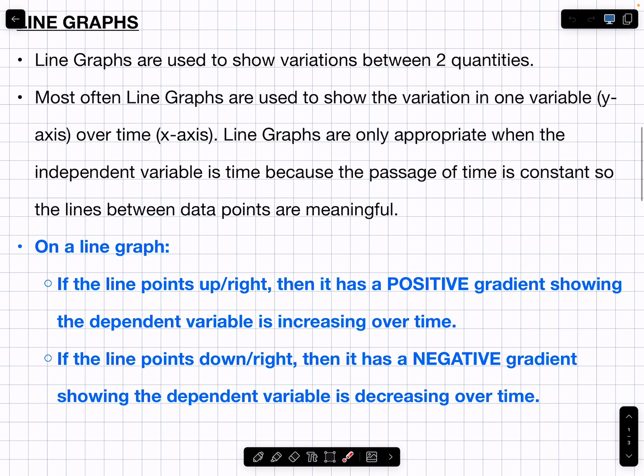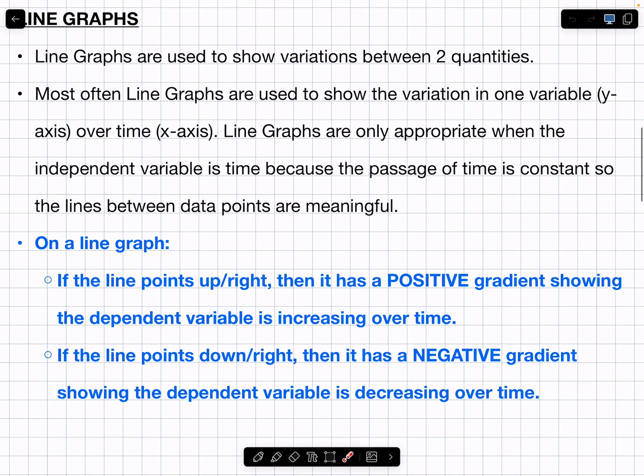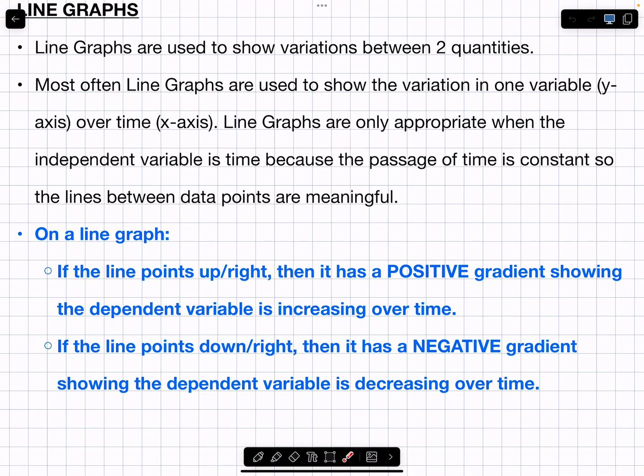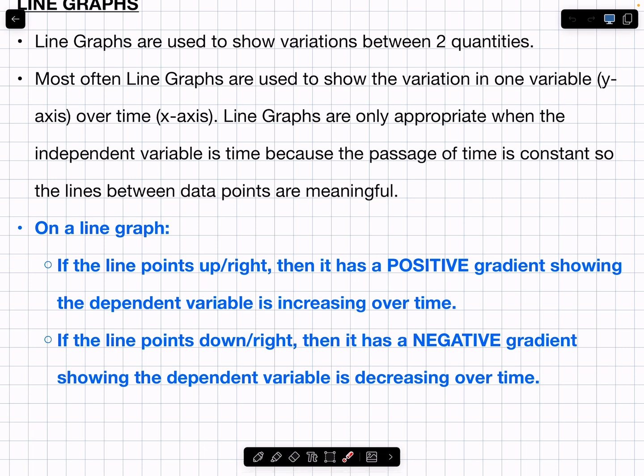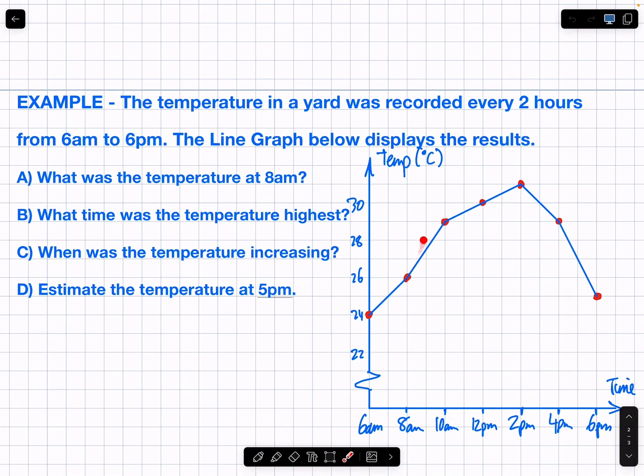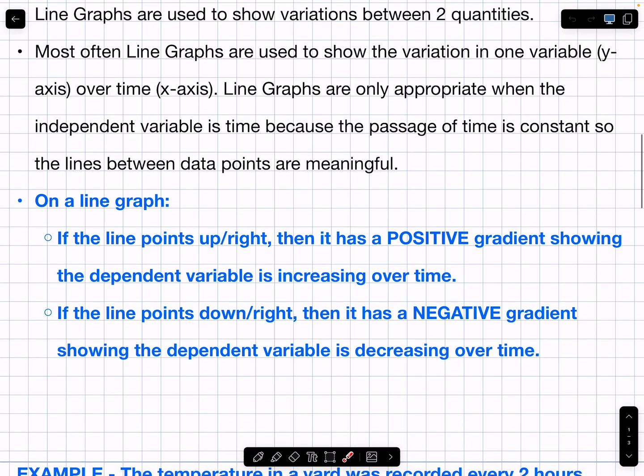Now, line graphs. Line graphs are used to show variations between two quantities. Most often, line graphs are used to show variation in one over time. So in year 10, if you're doing a line graph, all I want to see is that time is on the x-axis. Why? Because line graphs are only appropriate when the independent variable is time, because the passage of time. Do you get a choice in how fast time moves? No, you don't have control over that. Okay? So when you connect the dots in a line graph, it's meaningful because time is always going to be on the x-axis, so it makes sense that those lines in between the data values are realistic. Okay? They mean something because time, you don't get to go backwards and forwards.